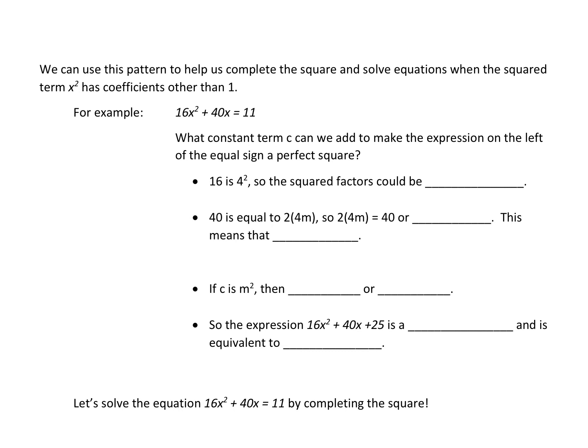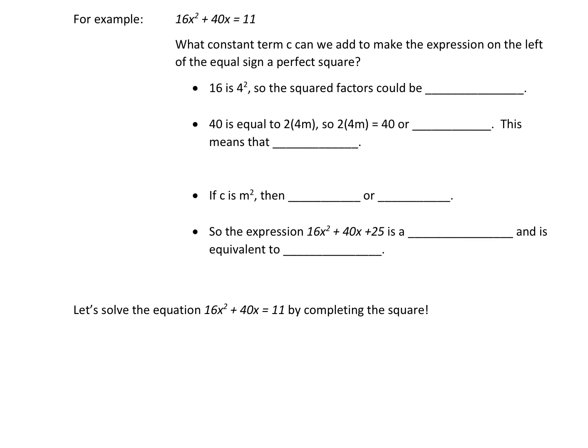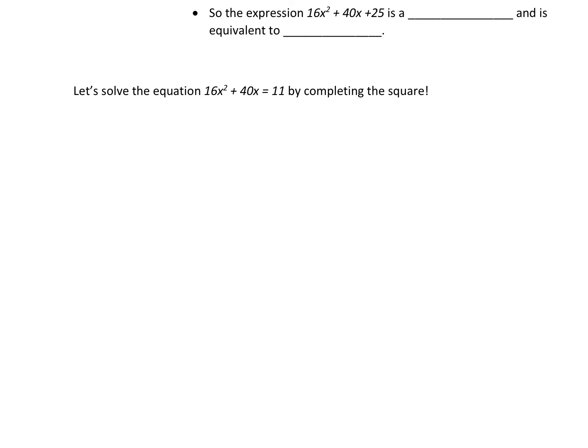So here we have, for example, 16x squared plus 40x equals 11. What constant term c can we add to make the expression to the left of the equal sign a perfect square? I'm actually going to go off script here a little bit, and I'm just going to jump to the bottom and talk through this the way that I would have talked to you about this in class today. So to complete the square, we need to add in a c value. So we have 16x squared plus 40x. We need to add something in to complete the square.